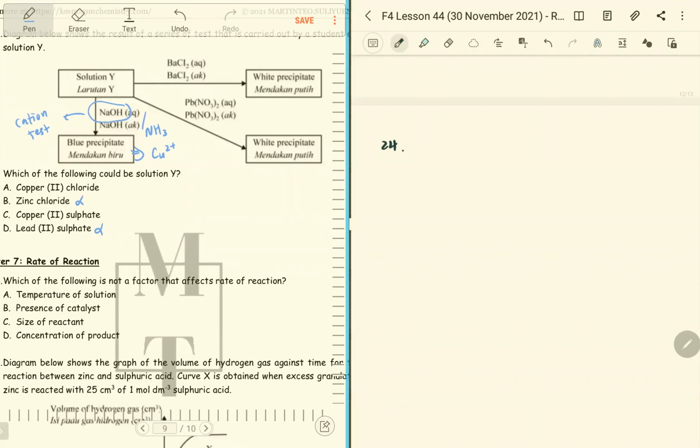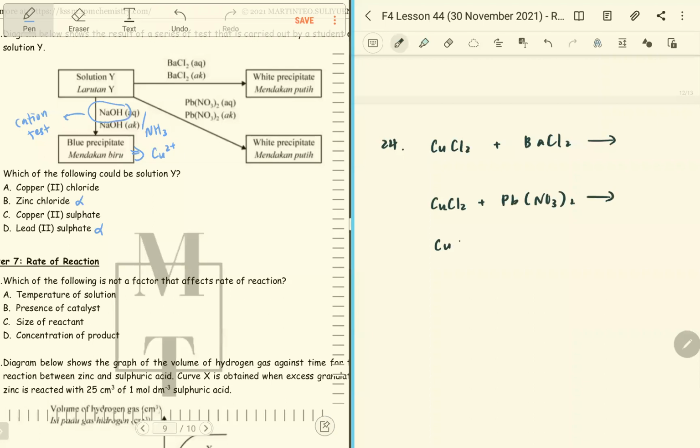Next one, you're adding on with BaCl2 or Pb(NO3)2. So when they are taking this to react with 2 other things, you can do the long way, which is to do one by one. You take copper chloride, for example, react with BaCl2 and see what you get, and then take copper chloride, react with Pb(NO3)2, and see what you get. And do the same thing for copper sulfate. React with BaCl2, what you get, and so on and so forth. This is the long method, but I'll teach you a shortcut.